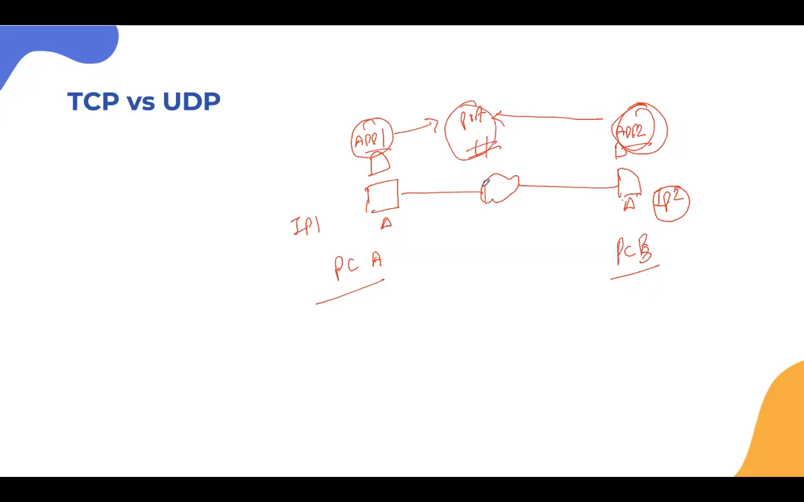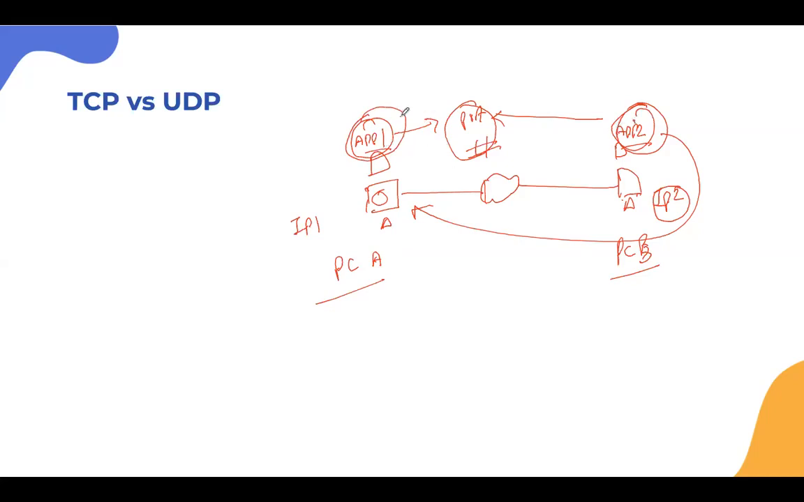Similarly, when this guy replies back to this PC, the data again comes to this PC, but then again, you may have 20, 30, 40 applications running. Which application will get the returning data or the reply from the remote PC? That is why you need to identify this application as well, the sending application and the receiving application.